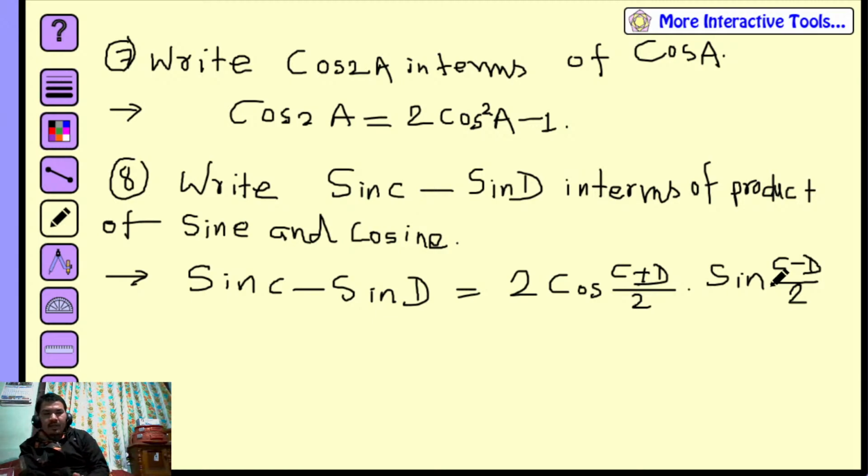Similar formulas will be asked. First there is cos (C plus D) by 2, then second there will be sin (C minus D) by 2. Children, you have to read this formula and related formulas for tomorrow's examination. I just told you that in place of C and D other alphabets may be given. Don't be confused in such cases, okay?